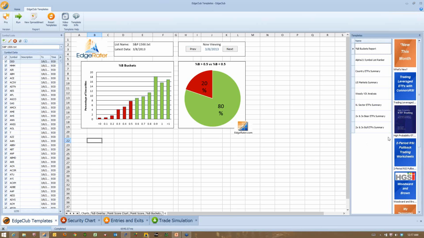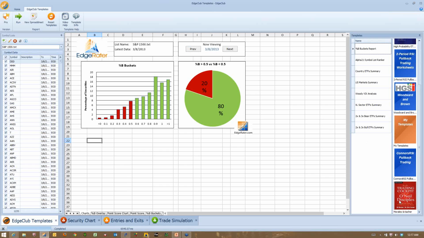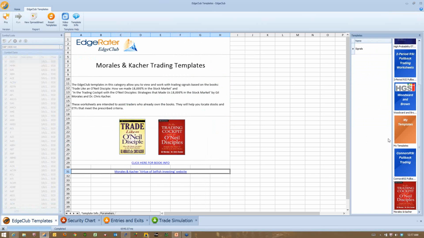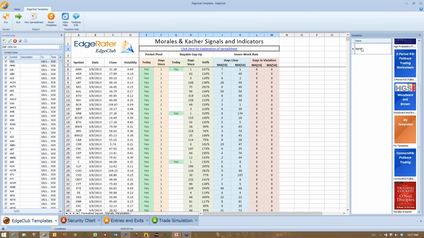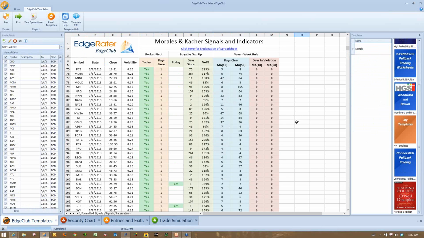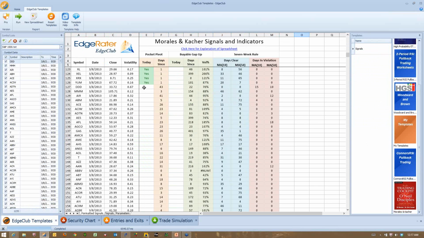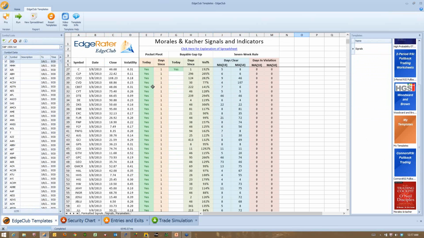If you have Edge Club, you already are aware of this, but every month he puts out an update. This month, the update is about Morales and Kacher's trading techniques. The two books are outstanding books. What this program has basically done is automate it so that you can run it against whatever list you want on a given night. These are for market close on Friday. You can get a list of all the stocks that meet the criteria, at least in the S&P 1500, for a pocket pivot, how long since the last pocket pivot, viable gap ups, and what volume percent they were up.